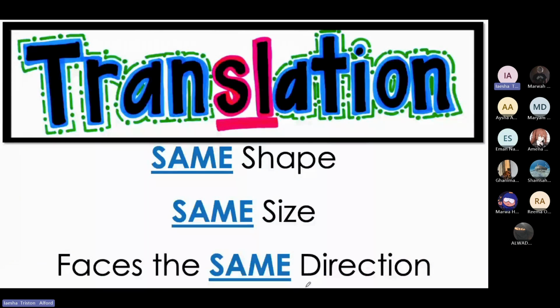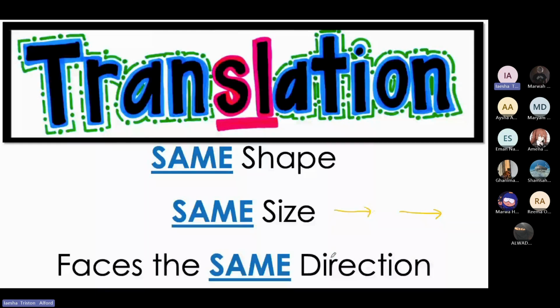It should be the same shape. It must be the same size. If we're going to translate any shape, you cannot make it bigger or smaller. It must be the same size, and it should be facing the same direction. What do we mean by facing the same direction? If everything is pointing to the right, when we move it, this arrow is still going to be pointing to the right. It's not the same as reflection.